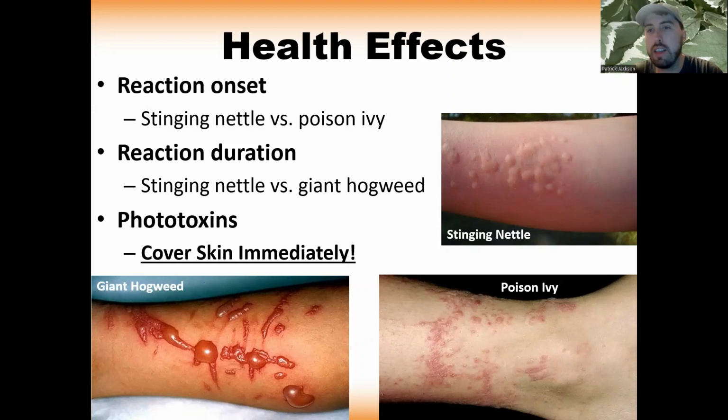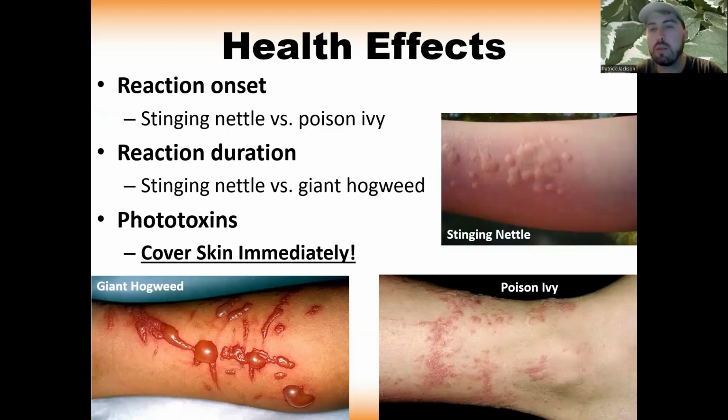Duration, so stinging nettle, as I said, is usually very short-lived. For most people, it's 5 to 20 minutes, I would say. Whereas with giant hogweed, you could have lifelong scarring. So something to consider, especially when you're planning your work. And then the different toxins they produce. A lot of these plants are producing urushiol, which would cause contact dermatitis, versus giant hogweed and some of the carrots, which are phototoxins. And when they interact with the sunlight, they cause a chemical reaction which burns your skin.